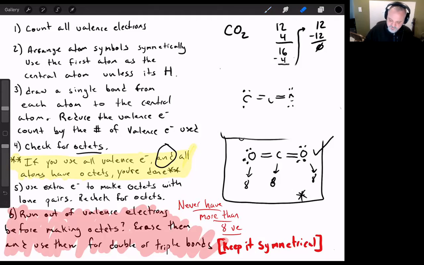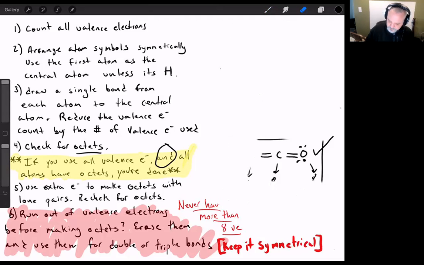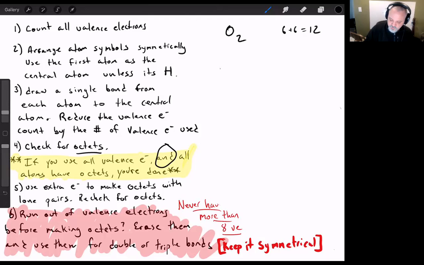Let's keep going. I need to do another example. Let's do O2. And then let's do N2. So what's O2? It's 6 plus 6. That's 12. I have 2 oxygens. If I only have 2 oxygens, I just put them next to each other. Let's draw the single line there. Okay, did that. Let's remove the electrons. So I'm down to 10. So 1, 2, 3, 4, 5, 6, 7, 8, 9, 10.